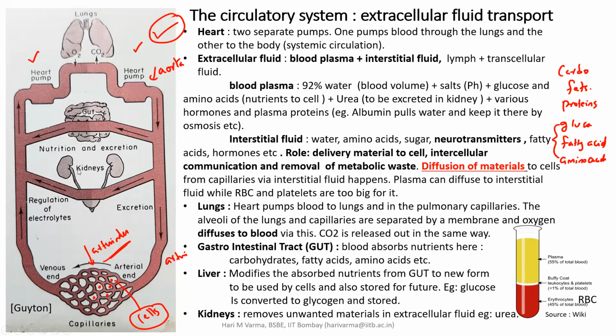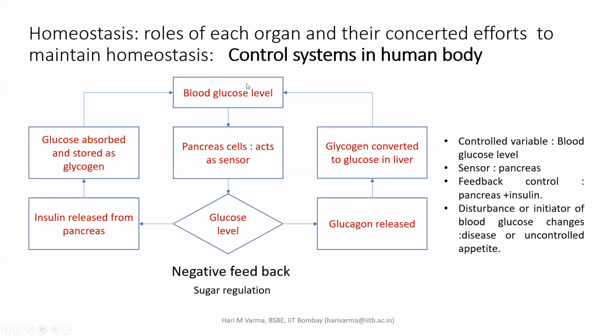So the cells combine to form organs, and the organs work together in concerted efforts to make the system stable. If one of these things fails, you will get disease, right? So for example, let's look at disease again in a very block diagram approach. If you look at this particular block diagram, suppose the blood glucose level in your body increases.